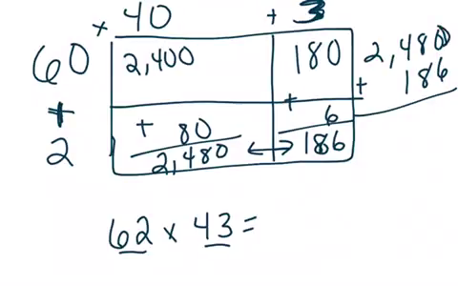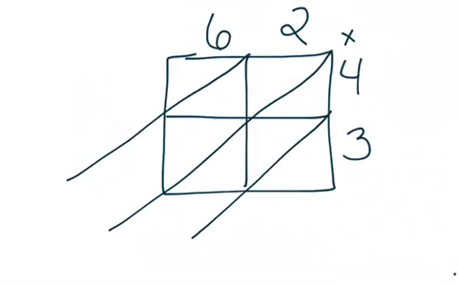0 plus 6 is 6. 8 plus 8 is 16. Bring that up here to that column. 1 plus 4 plus 1 is 6. Don't forget our comma. And 2 plus 0 is nothing, right? So our answer would be 2,666.